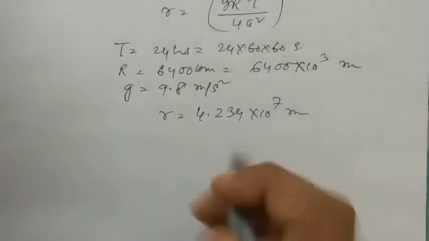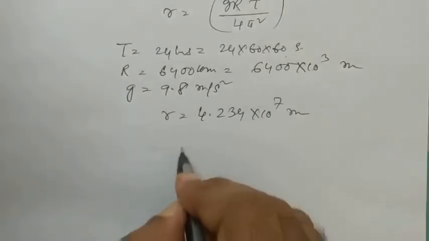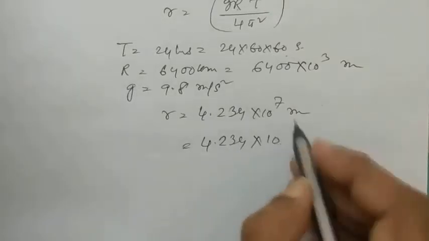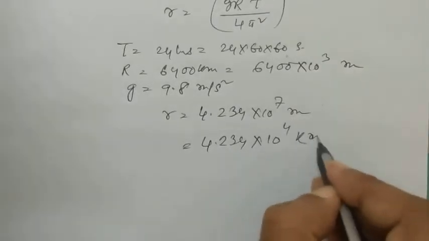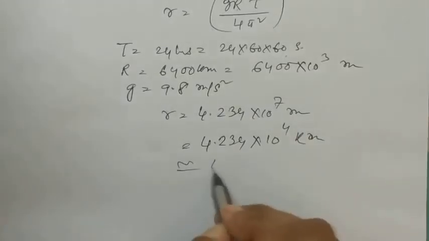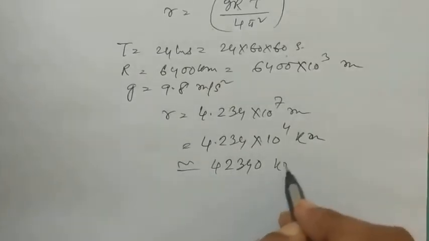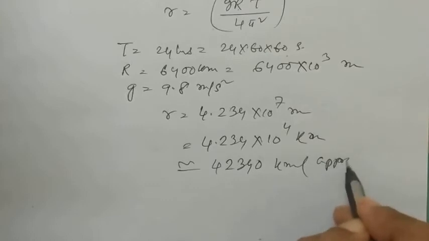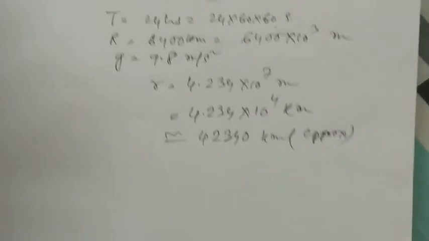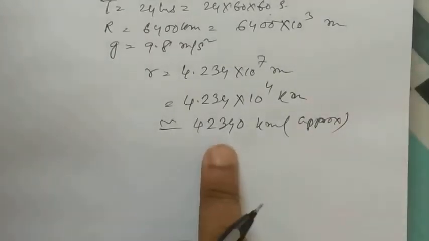You can calculate it yourself. Now converting this to kilometers, we get 4.234 into 10 to the power 7 meters, and 1000 meters make 1 kilometer, so subtracting 3 from the power, that means 4 in kilometers. Now approximately we can get 42340 kilometers. I can write it approx. You can use the approximate sign also or write approx. Now this is the distance of the satellite from the center of the earth.